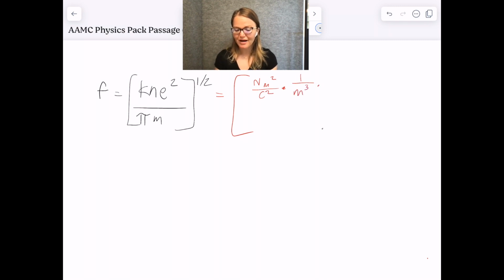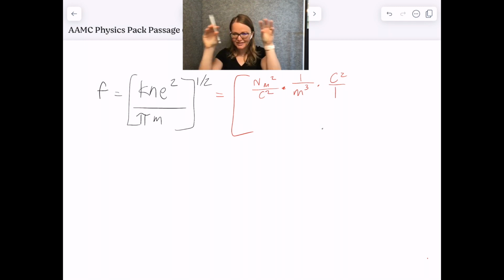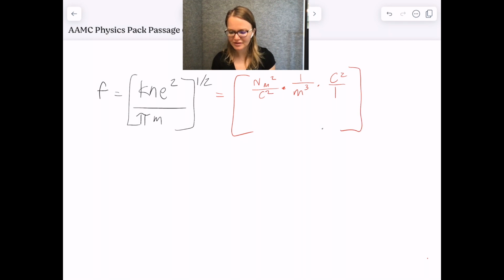And then we're going to multiply by our E, and E is the elementary charge, which is given in coulombs. And don't forget to square that column. So we've got coulomb squared. I'm just going to write over 1 here. You've got to make sure everything lines up in the numerator and the denominator perfectly. Okay. And then this whole quantity is raised to the 1/2.